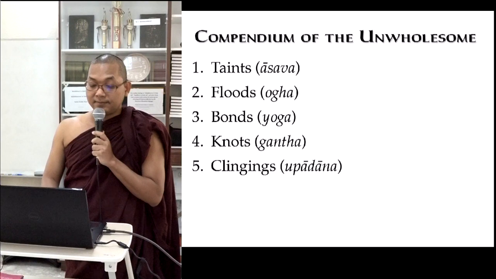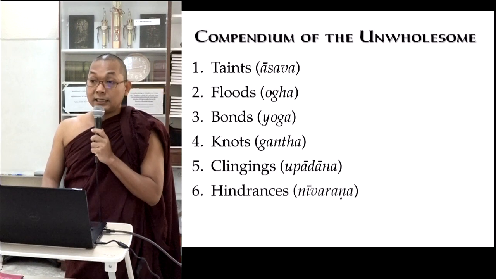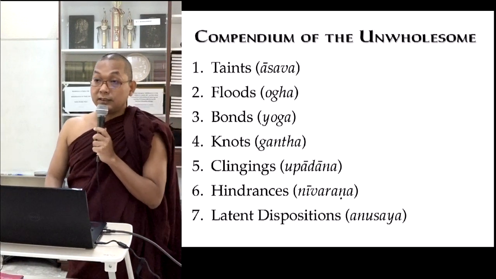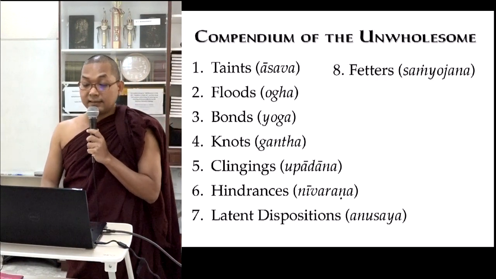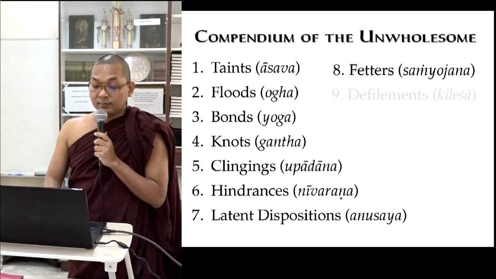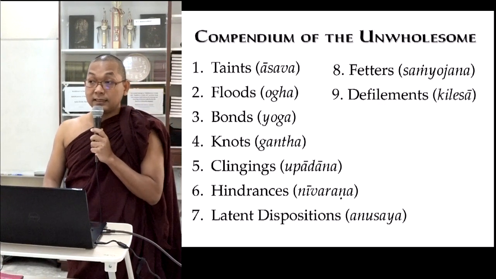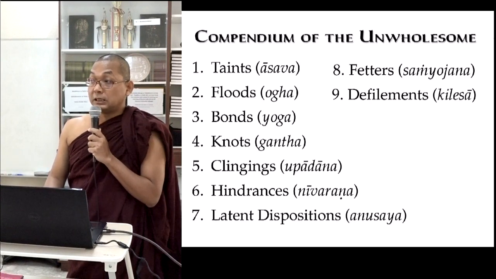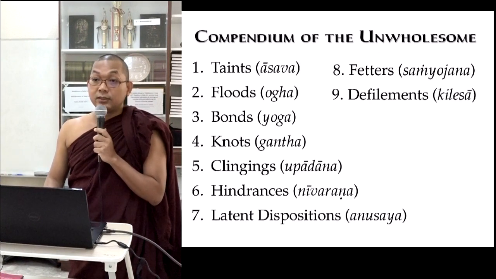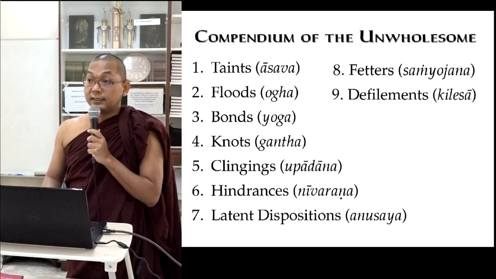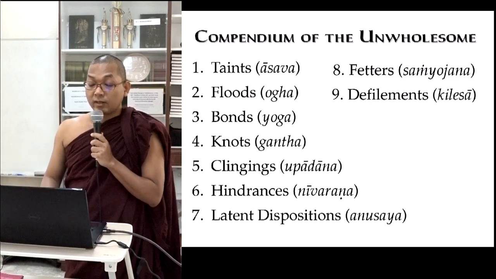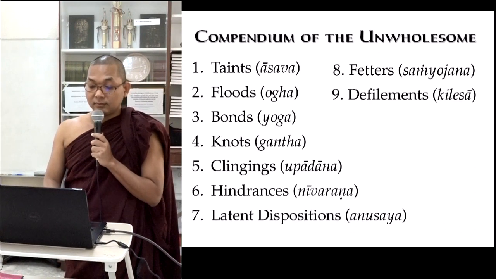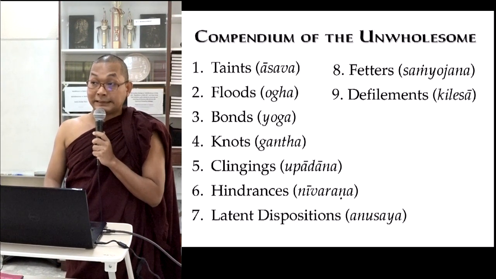Number five, clinging. Number six, hindrances. Number seven, leading dispositions. Number eight, fetters, sanyojana. Number nine, defilements, kilesa. Actually, you have already learned all these, but now is a good chance to learn all of them together in one place. So these will be covered in this session, altogether nine.